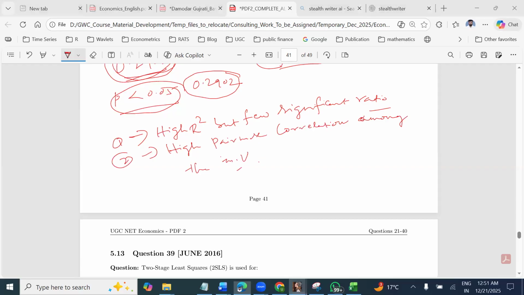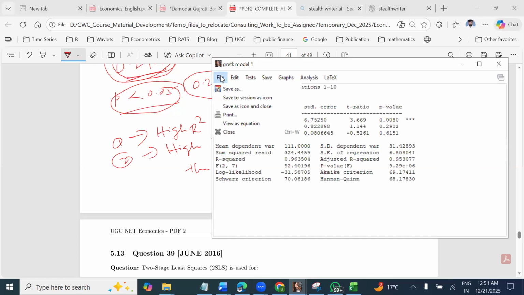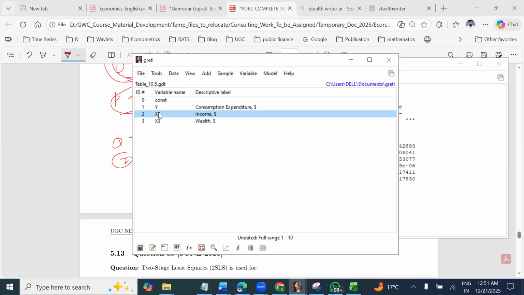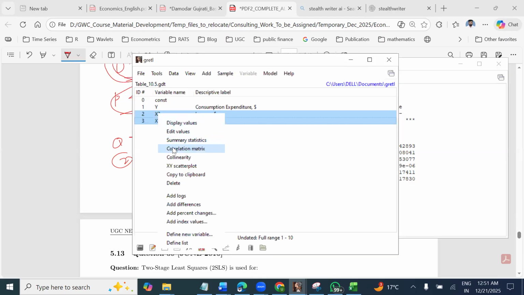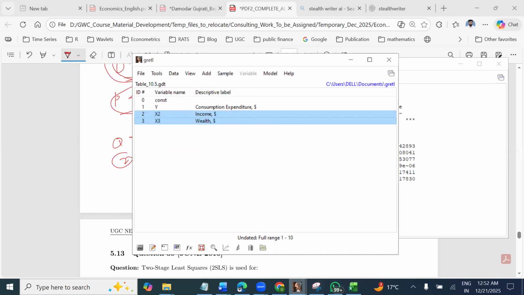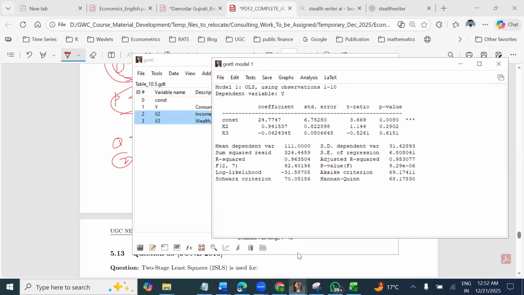Now how will I verify this? Just see. I can go to file, data. I will select these two variables. You just see how easy it is to learn econometrics. So correlation. How much is it coming? 0.9989. It means they are close to 1. Are you getting the problem? Now we have identified the problem.